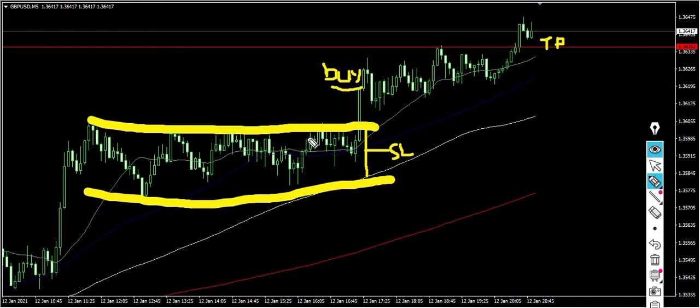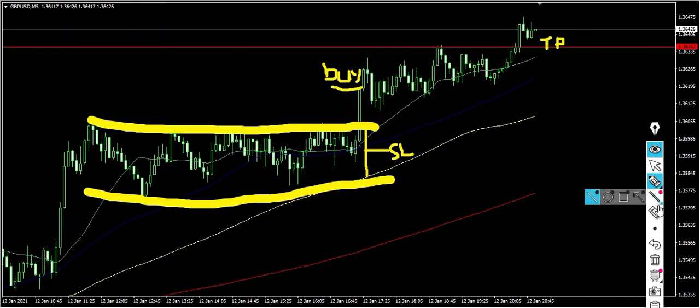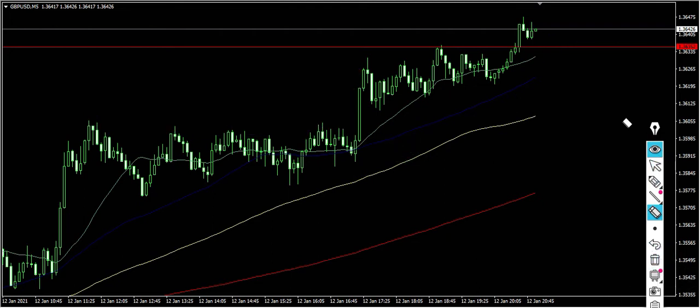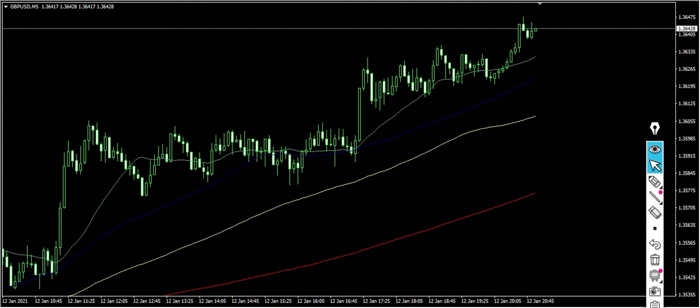So this is how it works, and we have another way to trade, and that's based on if the market is trending. So here the market was consolidating. Now let's assume the market is trending.